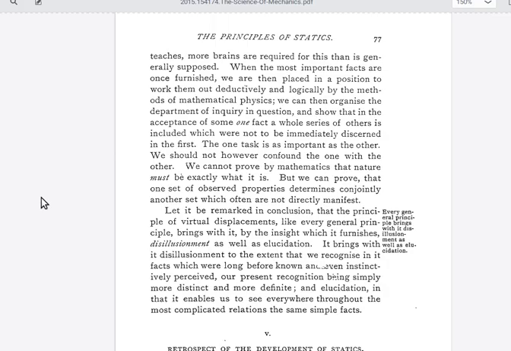We can then organize the department of inquiry in question and show that in the acceptance of some one fact, a whole series of others is included which were not to be immediately discerned in the first. The one task is as important as the other. We should not, however, confound the one with the other. We cannot prove by mathematics that nature must be exactly what it is, but we can prove that one set of observed properties determines conjointly another set which are not directly manifest.